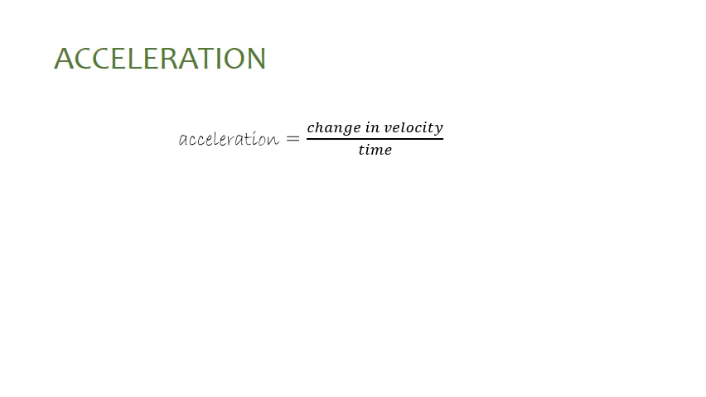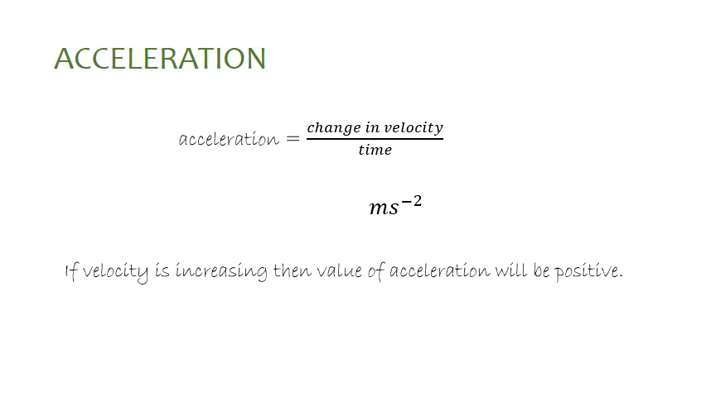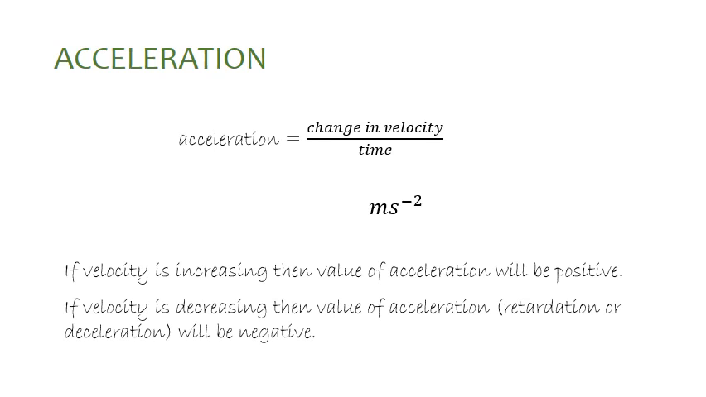Acceleration. Acceleration can be obtained by change in velocity divided by time. Acceleration can be measured in meter per second square. If velocity is increasing, then the value of acceleration will be positive. If velocity is decreasing, then the value of acceleration is negative. But that acceleration will be known as retardation or deceleration.